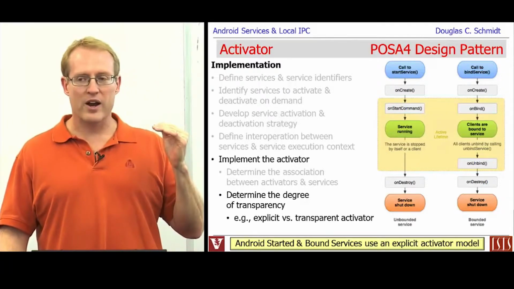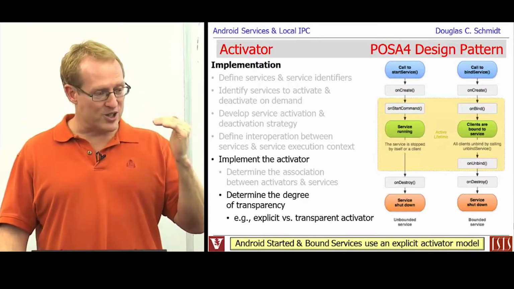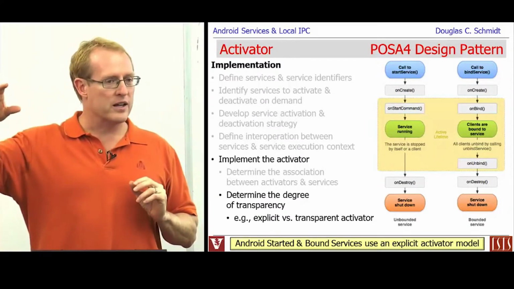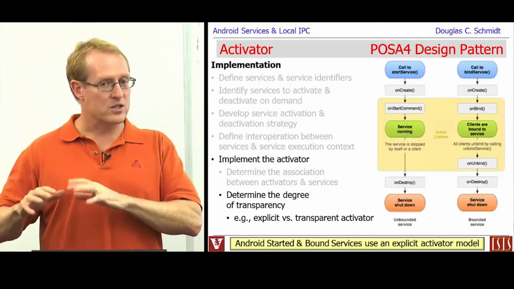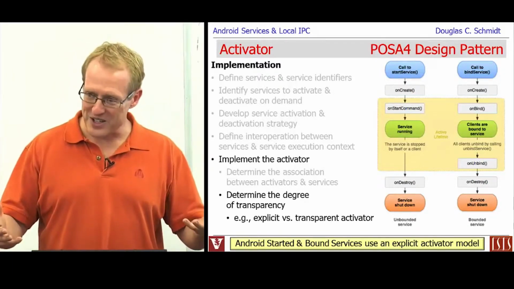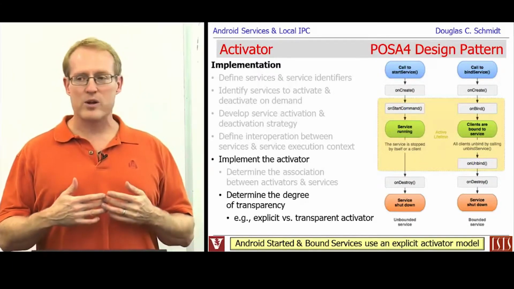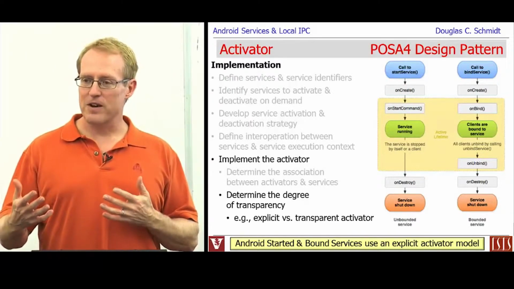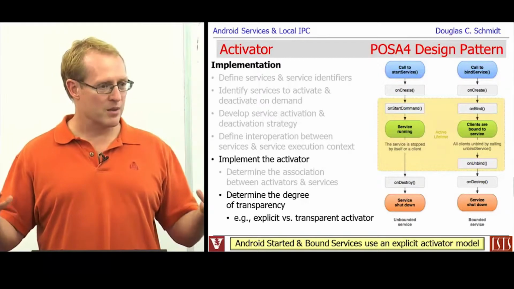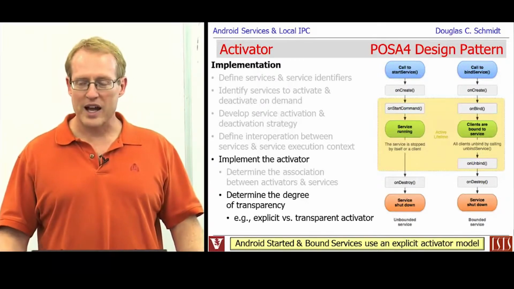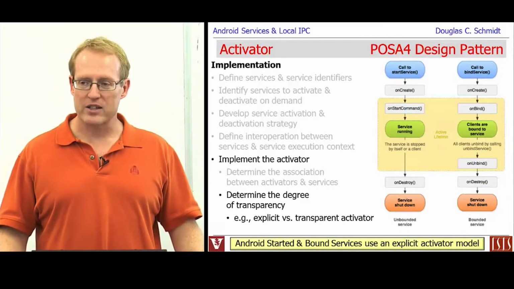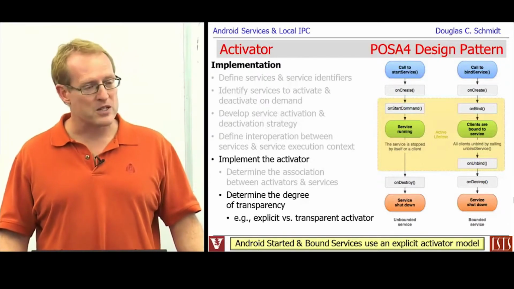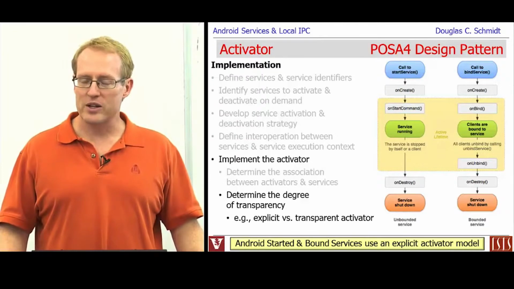Another consideration here is, what is the degree of transparency with respect to activation? Is this something where the application client has to make a special call to get a service started, and then it does other requests? That's what's called explicit activation. Or is it something where you just make a method call and the underlying activation framework activates the service implicitly and without you having to think about it directly and do something special? So the way it works in Android, which is different from other pieces of middleware, by the way, is you have to do explicit activation.